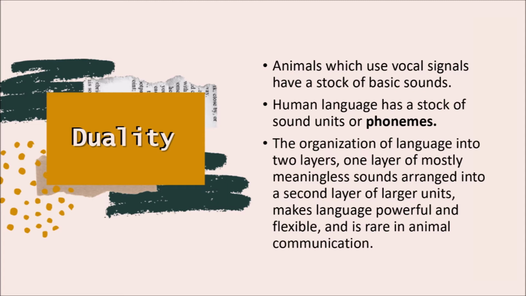Human language works rather differently. Each language has a stock of sound units or phonemes, which are similar in number to the basic sounds possessed by animals. The average number is between 30 and 40. But each phoneme is normally meaningless in isolation. It becomes meaningful only when it is combined with other phonemes.